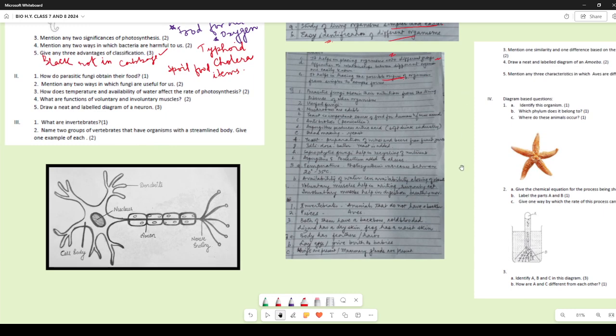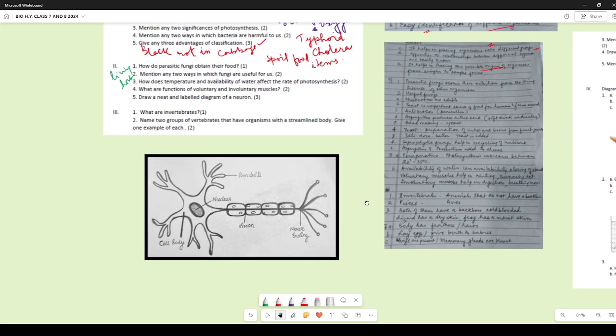Parasitic fungi. How do parasitic fungi obtain their food? They obtain their food from the living tissues of other organisms. Remember, parasites will always be found in a living host. So their hosts are living. Let me scroll this a little bit over to this side so that we can get some space over here. So parasitic fungi obtain their food from the tissues of the living host.